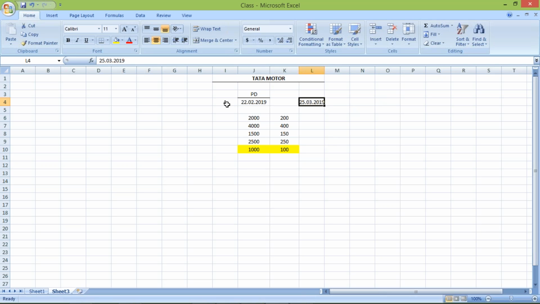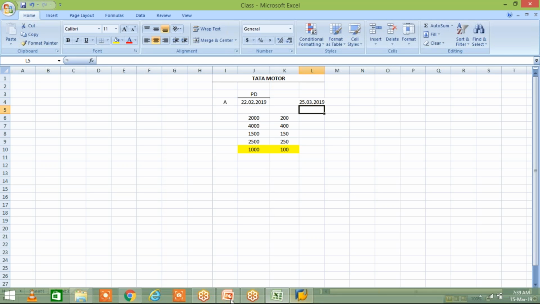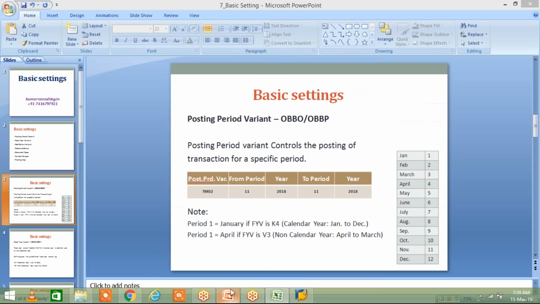So now let's suppose this guy A has done the same thing. February month invoice, he received the invoice in February month and then forgot to post this invoice. Now we have entered the March month. So what is happening, guys? In SAP, we have a functionality to open and close this posting period.